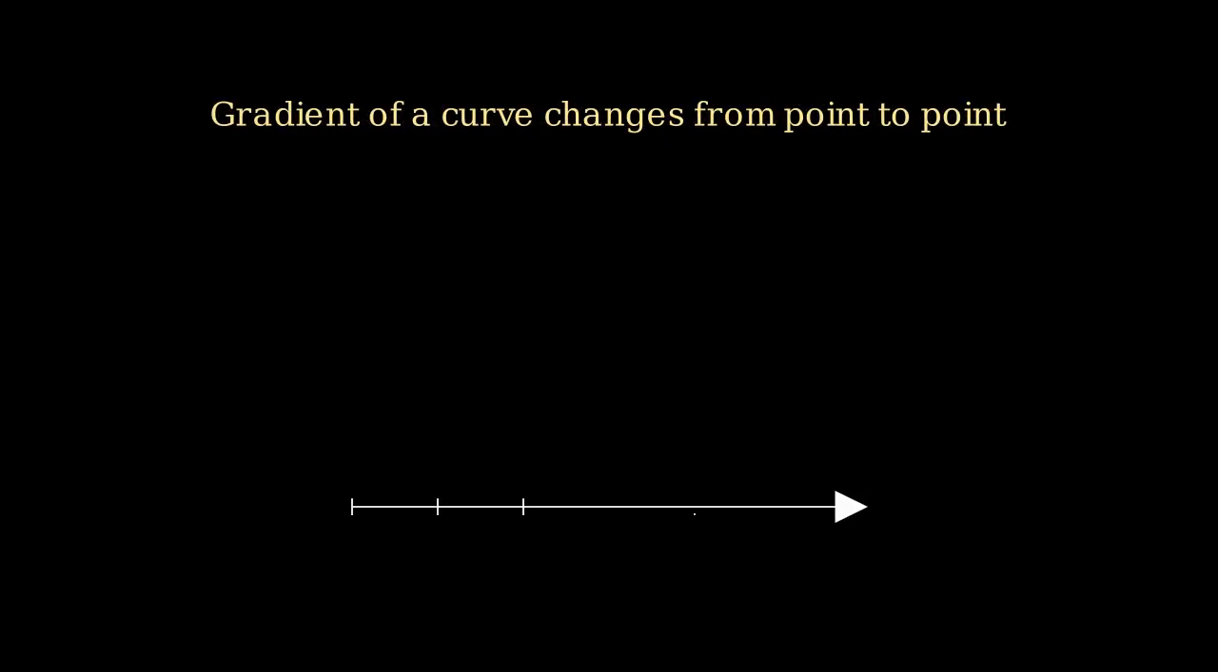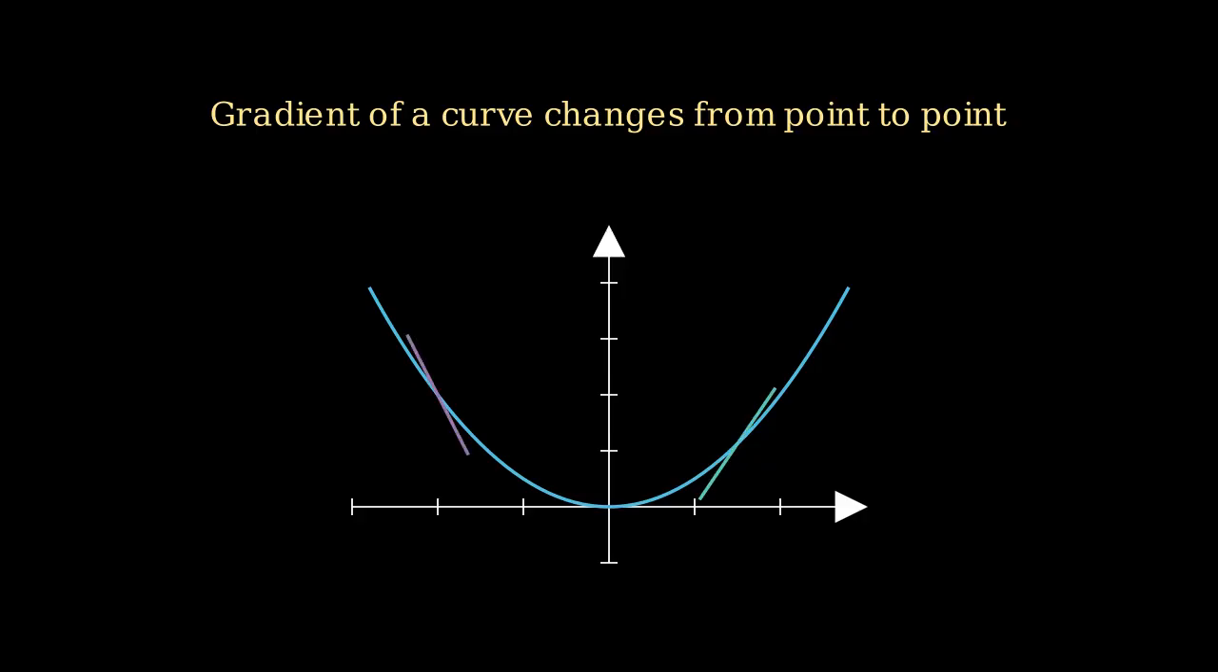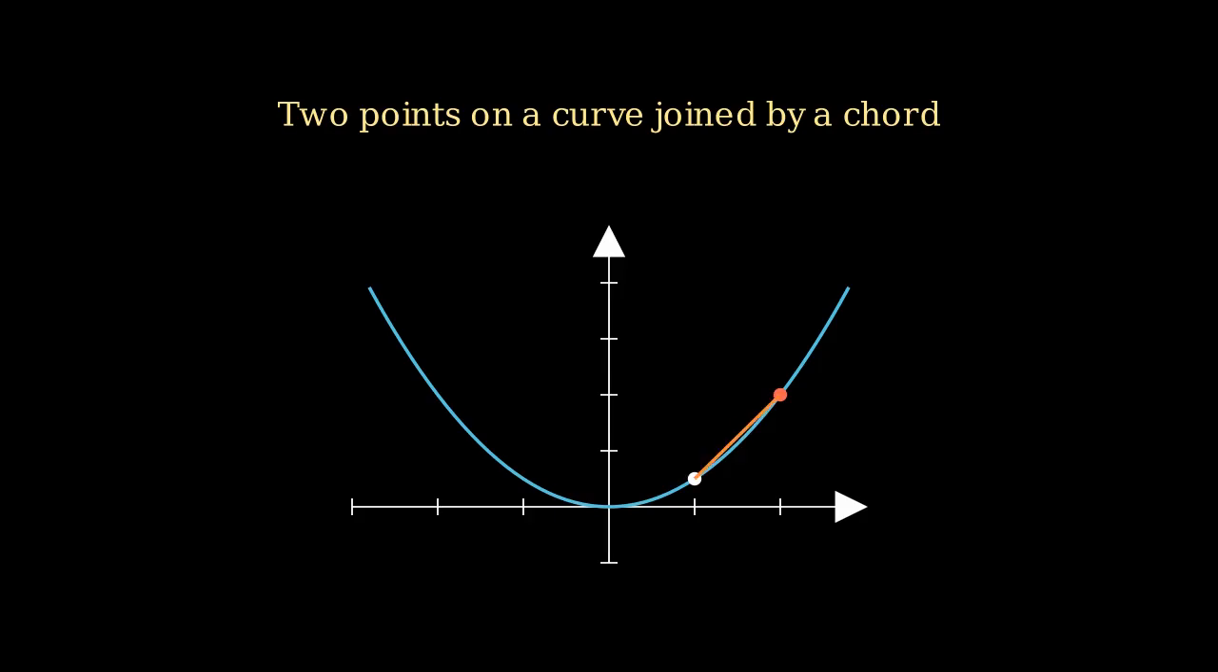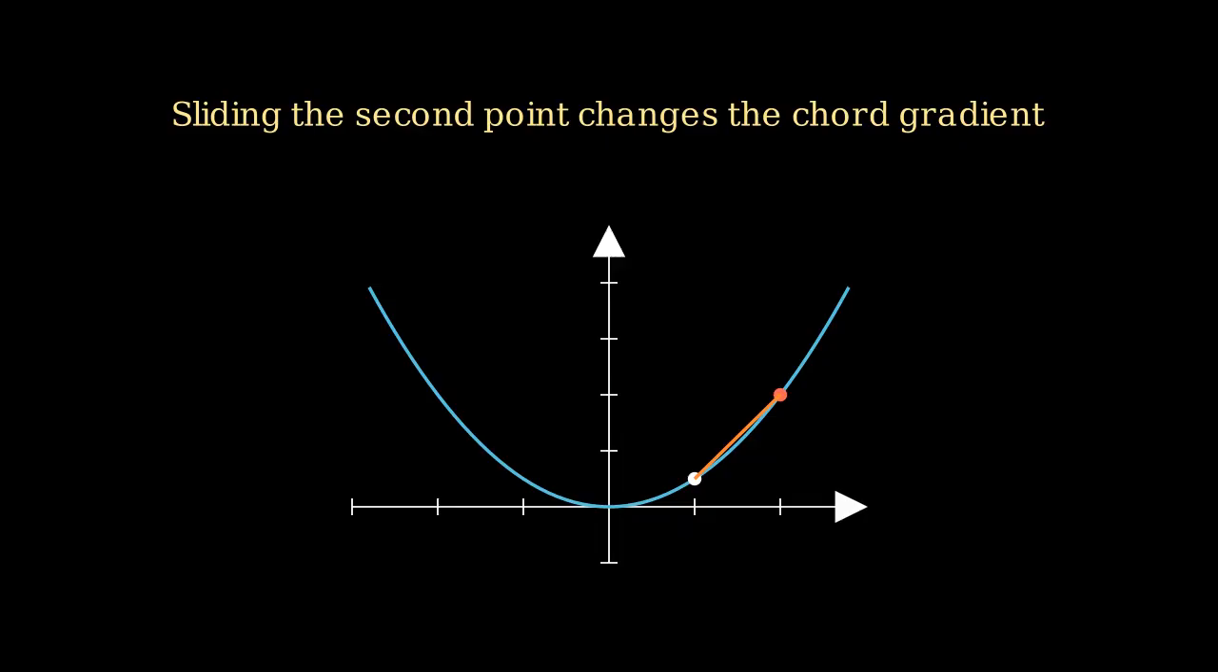The gradient of a curve at a point is not a fixed number like the gradient of a straight line. It changes from point to point, so we need a new way to find it. Picture a curve with 2 points on it, joined by a straight line called a chord. As we slide the second point closer and closer to the first, that chord's gradient gets closer and closer to the true gradient of the curve at that first point, the tangent gradient.